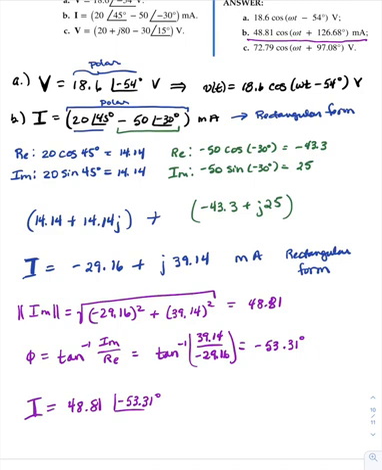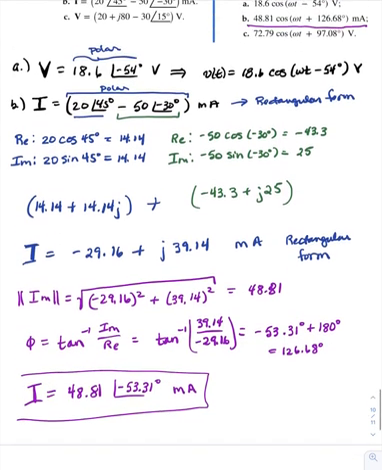126.68 degrees. So if we added 180 degrees, that would give us 126.69 really, which is the same thing. So I will accept that. All right, so C.